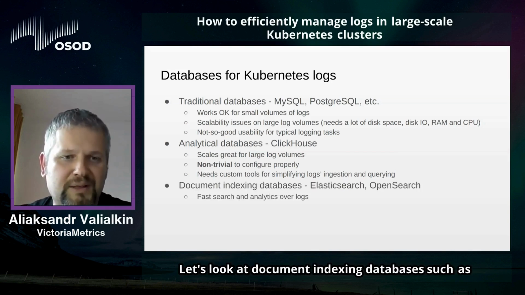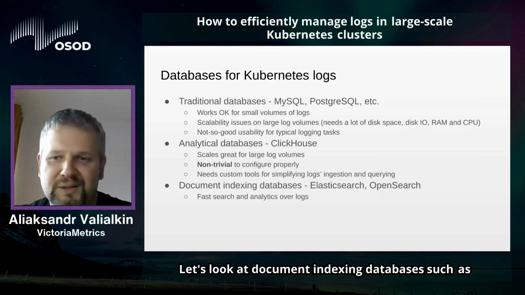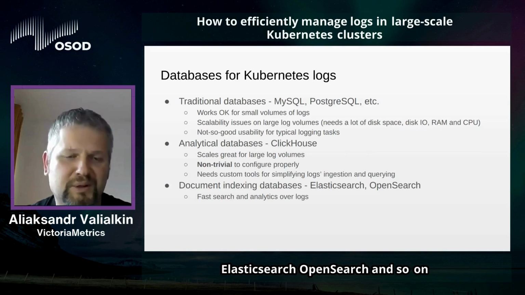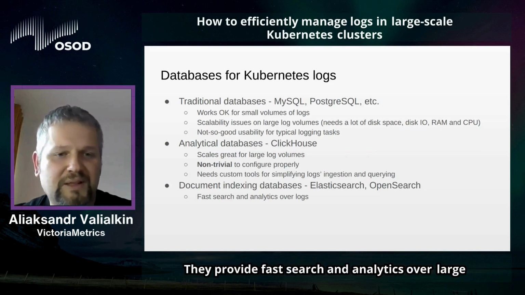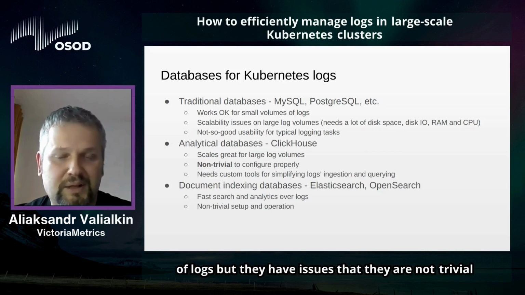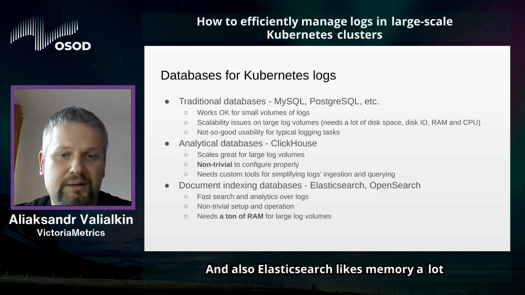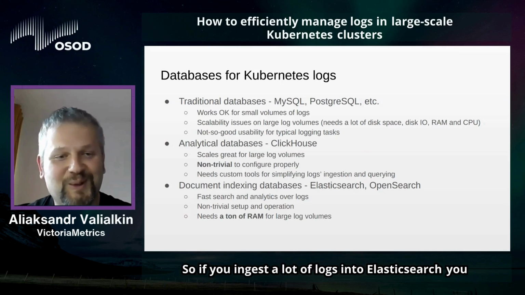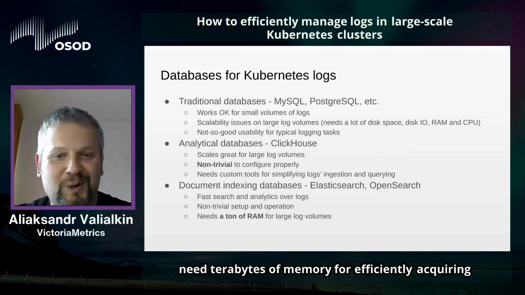Let's look at document indexing databases such as Elasticsearch, OpenSearch, and so on. They provide fast search and analytics over large volumes of logs, but they have issues: they are non-trivial to set up and operate. And also, Elasticsearch likes memory a lot. So if you ingest a lot of logs into Elasticsearch, you need terabytes of memory for efficiently querying these logs.